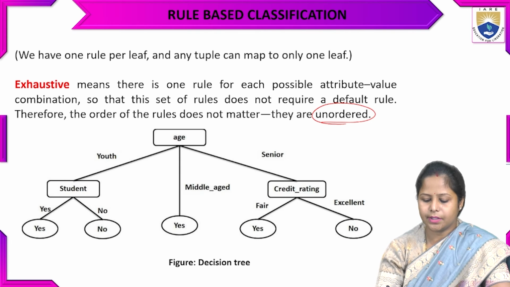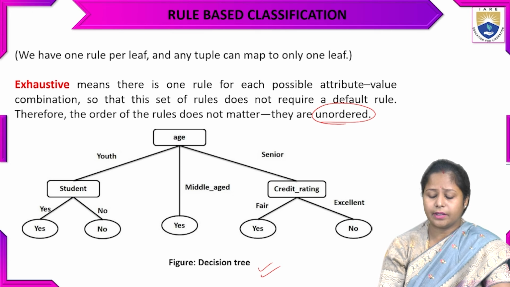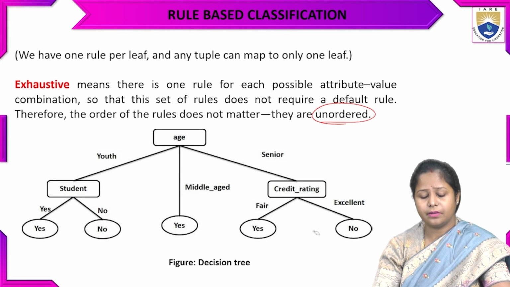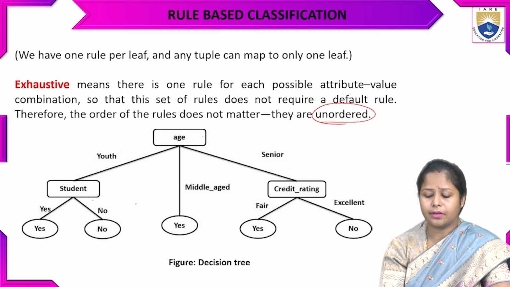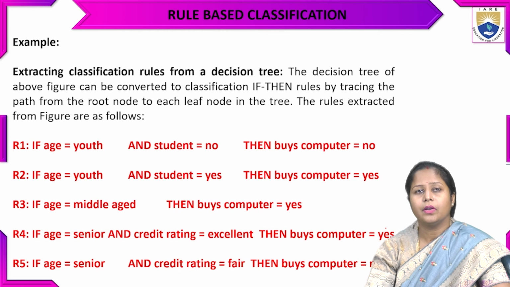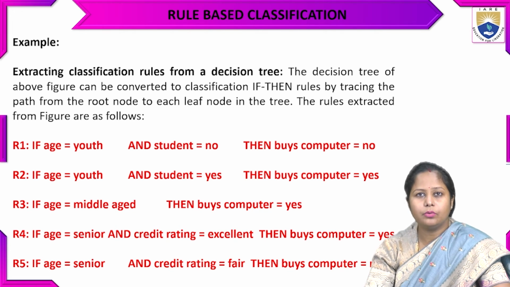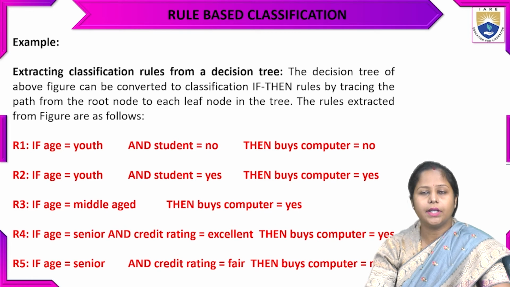This is the decision tree we have seen in the previous course. The final decision tree has conditions on the age, the student attribute and the credit rating, where youth, middle-aged and senior are classified with yes and no. Here we extract classification rules from the decision tree. The decision tree of the above figure can be converted to classification if-then rules by tracing the path from the root node to each leaf node in the tree. The rules extracted from the figure are as follows.